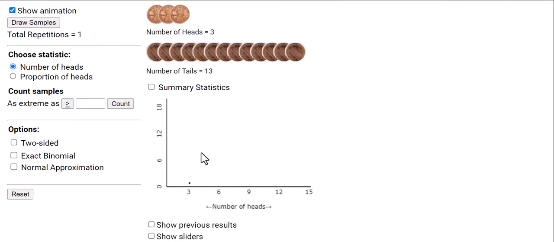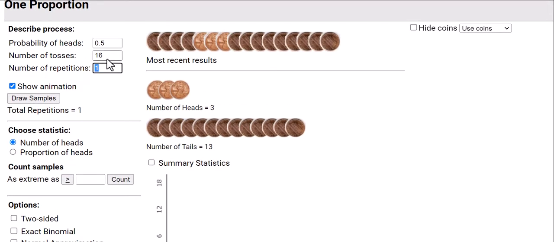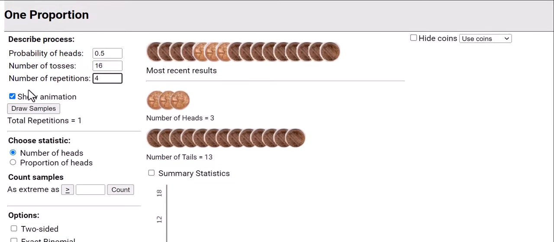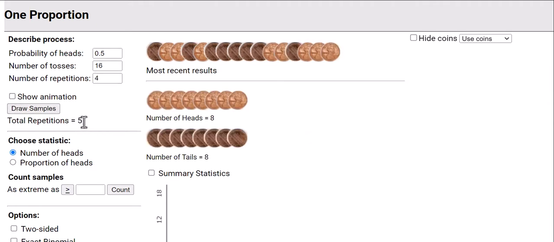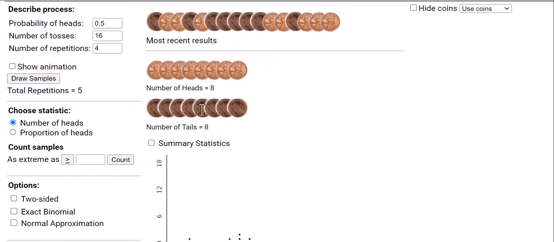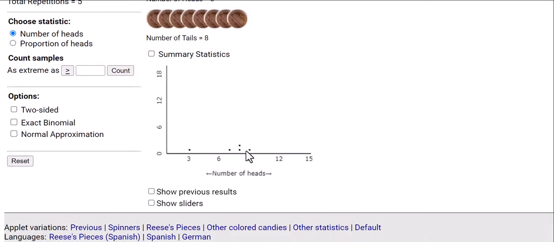And now I want to get 5 total. So I already have 1. So let's put 4 in here for the number of repetitions. And now what I'm going to do is go ahead and unclick show animation, because then it's not going to be flipping the coin every time. That takes a while. So unclick show animation, draw samples, and it just does it much faster. And so now we have this. So for 5, that was our original one. Some other repetition had it at, that looks like 7, then 2 at 8, and 1 at 9.